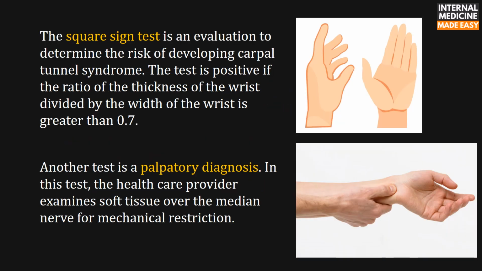The square sign test is an evaluation to determine the risk of developing carpal tunnel syndrome. The test is positive if the ratio of the thickness of the wrist divided by the width of the wrist is greater than 0.7. Another test is palpatory diagnosis. In this test, the healthcare provider examines soft tissue over the median nerve for mechanical restriction.